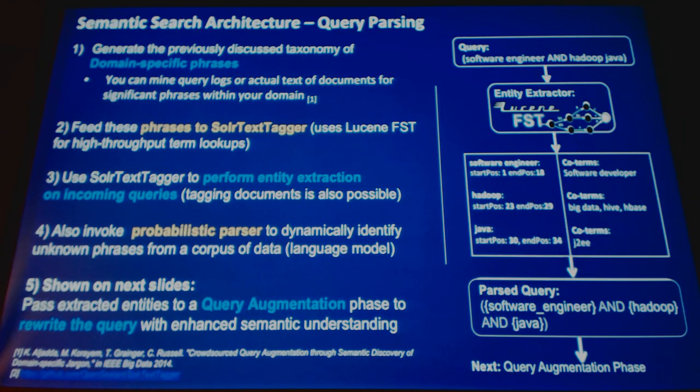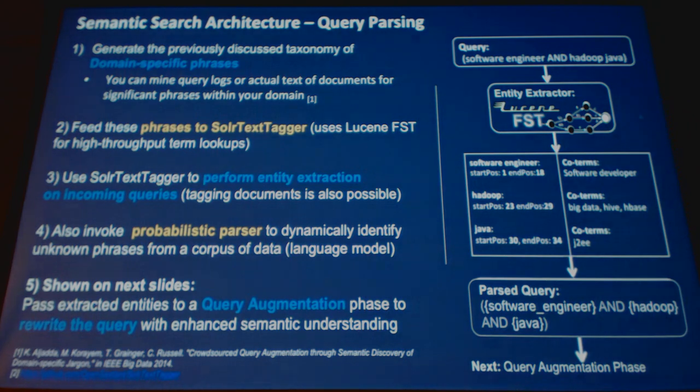It looks like what you see over here on the right, where the query of software engineer and Hadoop Java comes in. We pass it to the FST, the Solr Text Tagger, and it tells us that it found software engineer, Hadoop, and Java, and the position in the text where it found each of those things, which allows us to replace the text with a token representing each. That becomes our representation of the query. Then for each of those tokens, in our rewriting phase, we can substitute anything we want, which might include other related terms and phrases, boosts for relevancy, those kinds of things. And then we move on to our query augmentation phase.